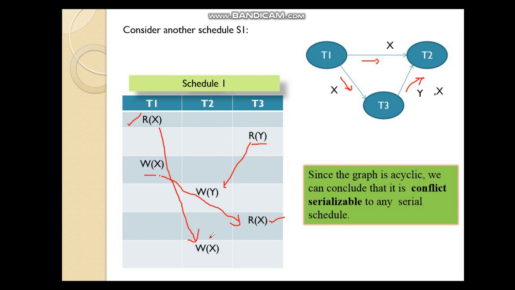Now let's go ahead and see. This is T3 and this is T2. That means the edge is from T3 to T2. Okay, the edge is from T3 to T2. The edge is already drawn over here. There is no need to draw the edge again. So here you can see there is no cycle. Okay, there is no cycle in this precedence graph.